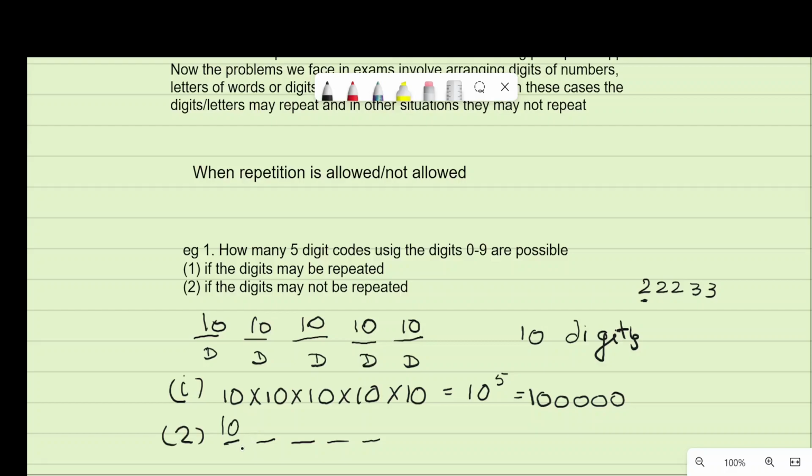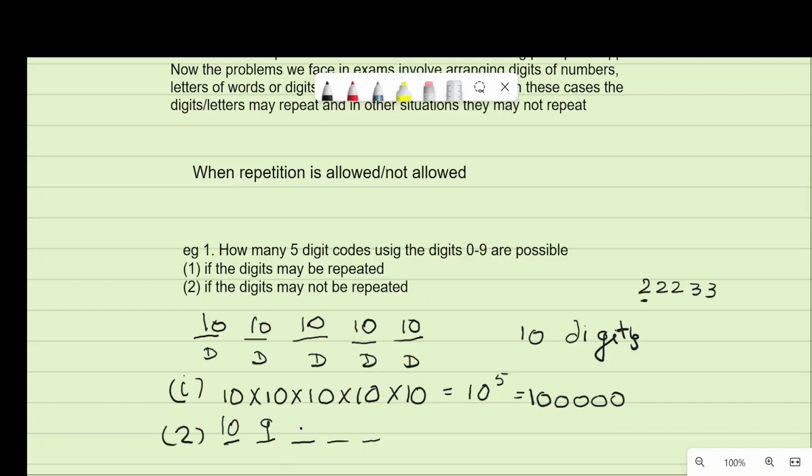We didn't take anything yet. So first position, you still have all the 10 available. Second position, how many choices do you have? You cannot repeat the digit you used. That means you only have 9 choices left because you cannot repeat.